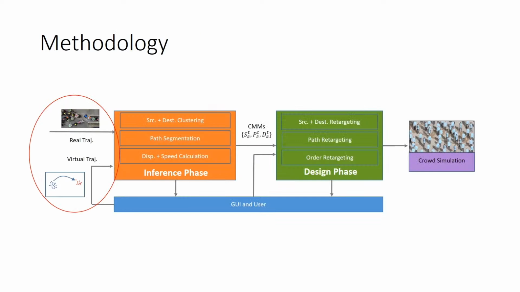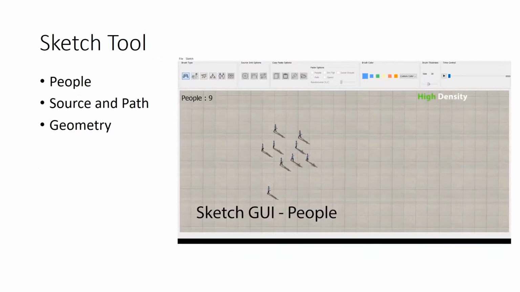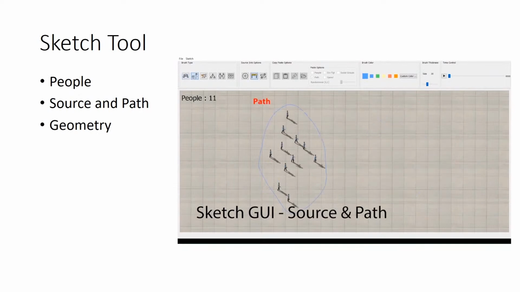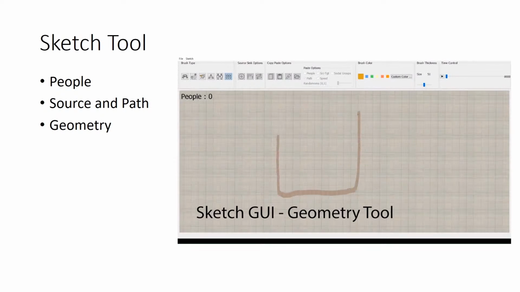Contrasting to previous work, our method focuses on blending in synthetic and real trajectories together and creating new scenes by blending in styles, creating completely different motions in different environments. Our sketch tools allow to draw people, a source and a path, and geometry.